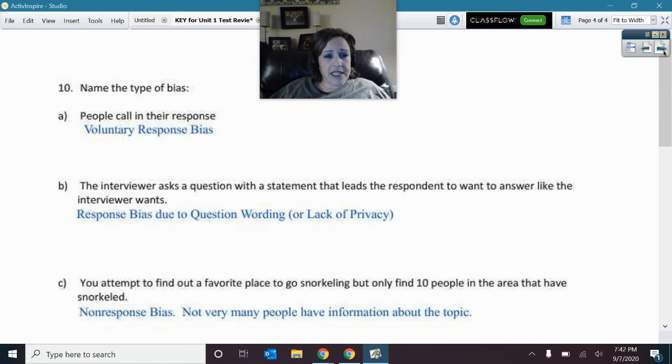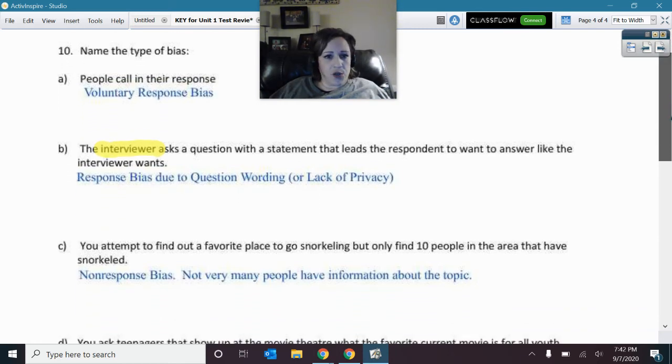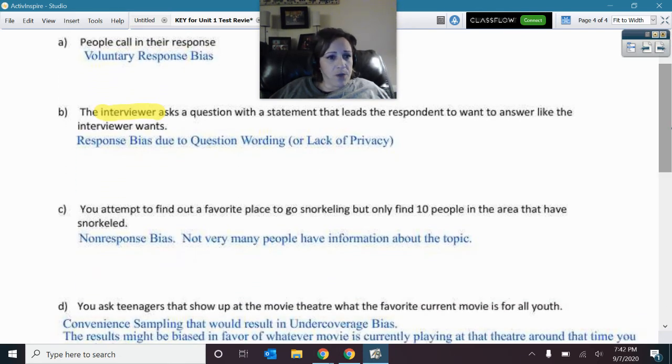All right. Number 10, pretty straightforward. People call in their response. That's voluntary response bias. Interviewers ask a question with a statement that leads the respondents to want to answer like what the interviewer wants. That's response bias due to question wording. That's probably what this was getting at. But of course, lack of privacy could come into play there with the interview.